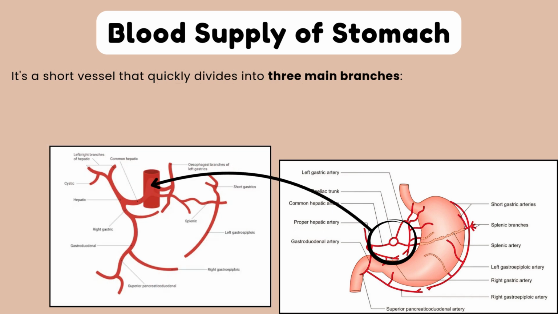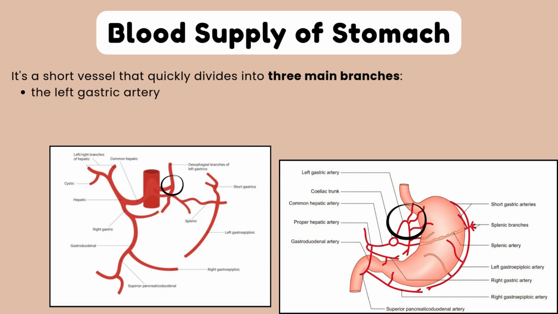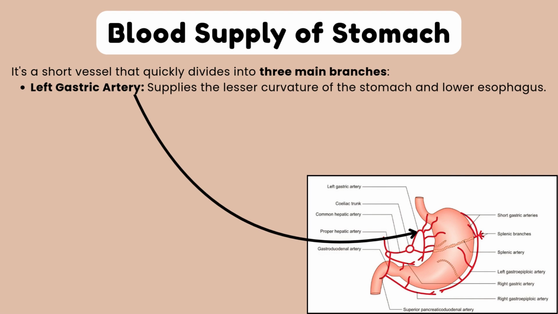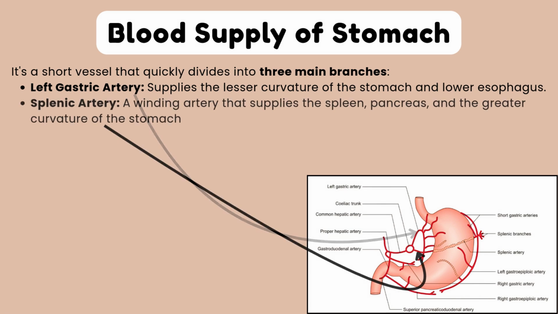Celiac trunk is a short vessel that quickly divides into 3 main branches: the left gastric artery, the splenic artery, and the common hepatic artery. Left gastric artery supplies the lesser curvature of the stomach and lower esophagus. Splenic artery is a winding artery that supplies the spleen, pancreas, and the greater curvature of the stomach.